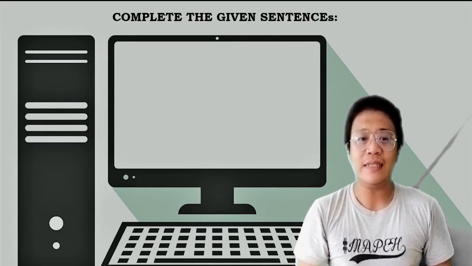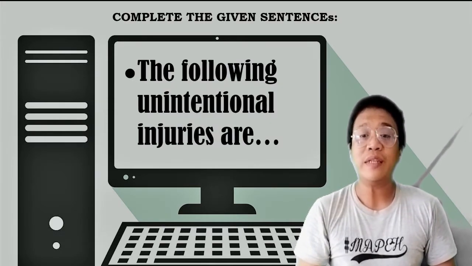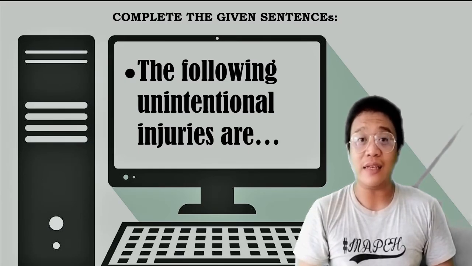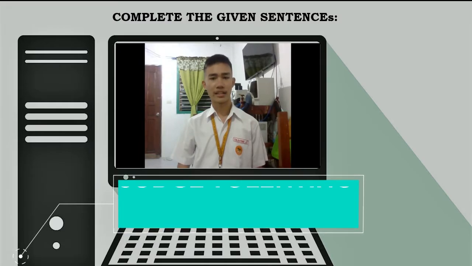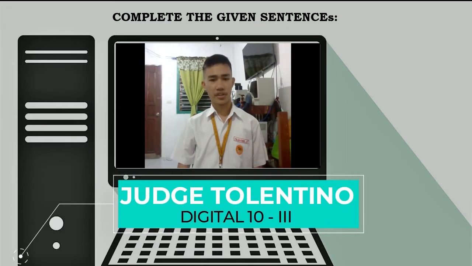Complete the given sentences. One of our students in grade 10 answered like this. The following unintentional injuries are: food poisoning, sprain, choking, strain, stroke, burns, drowning, dislocation, and fracture. Thank you.